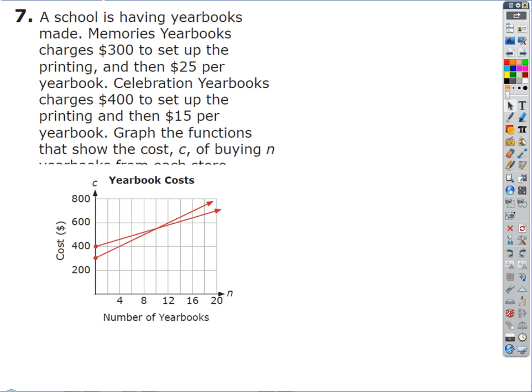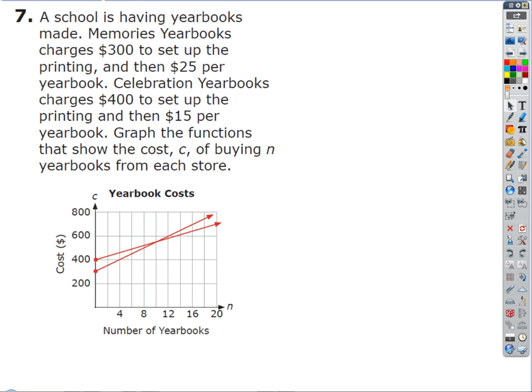Okay, how about this guy? The school is having yearbooks made. Memories yearbooks charges $300. You'll for sure get something like this, and these are easy. You have to make a choice between two companies that sell yearbooks. One of them charges $300 up front, and then there's a $25 per yearbook cost, right? The other one charges $400 up front, but it only charges $15 per book.